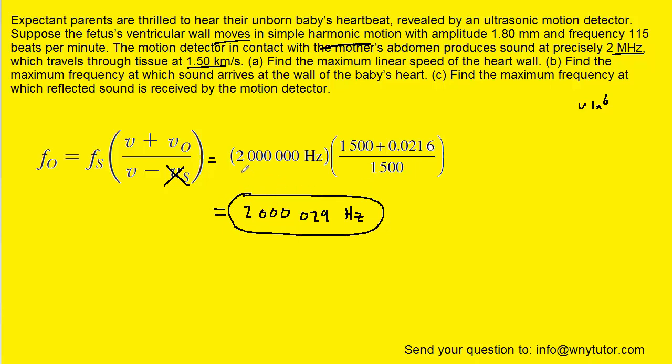Not much different than the frequency emitted by the source, and that's because the heart is not moving that rapidly relative to the speed of sound. But nevertheless, the frequency is a little bit bigger. So this is the correct answer to part B.